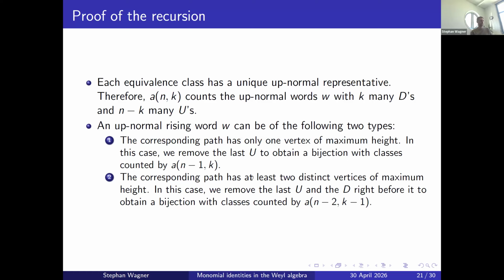And the other possibility is that the corresponding path has at least 2 distinct vertices where the height is maximum. Then I remove the last U and the D that comes right before it, and I obtain a bijection with classes counted by this. I remove 2 elements, so n−2, and one of them is a D, so k−1.